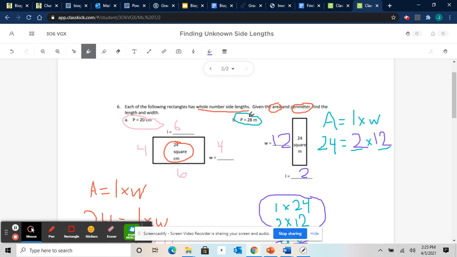Perimeter means to add all the sides. If this side is 12, that means this side is 12. If this side is 2, that means that this side is 2. Let's see, I know that 12 plus 12 is 24. And then I know that 2 plus 2 is 4. If I add them all together, I get 28. And I found my answer. That means that 2 and 12 give me an area of 24, and they give me a perimeter of 28.